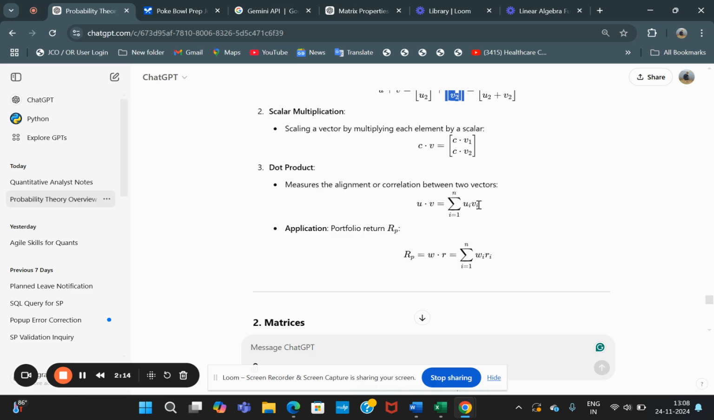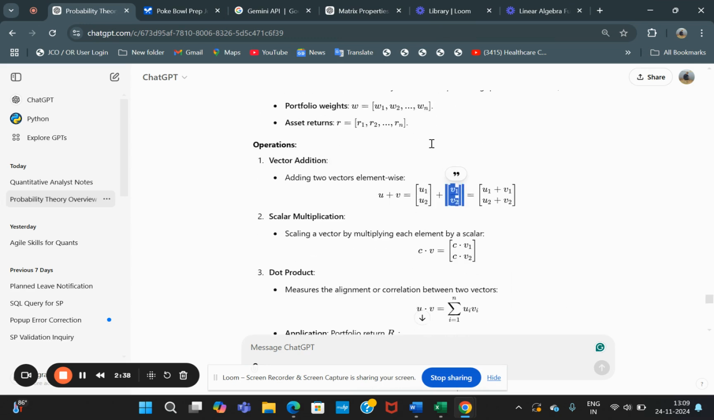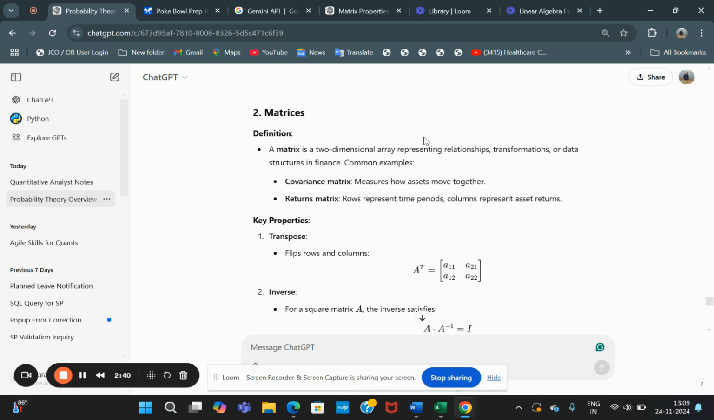The dot product measures the alignment and correlation between two vectors, in such a way that u dot v is equal to the summation from i equals 1 to n of ui times vi. So we add these terms in a dot product, and the application is portfolio return, r_p equals w dot r, and many more problems in quantitative finance can be solved with the help of dot products.